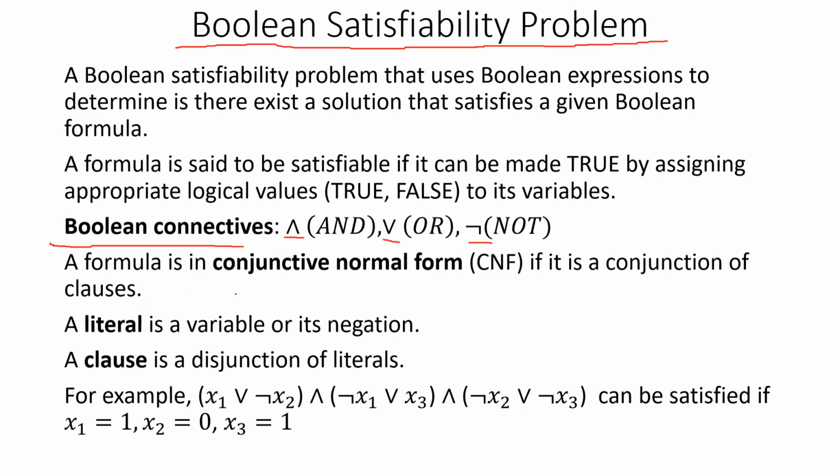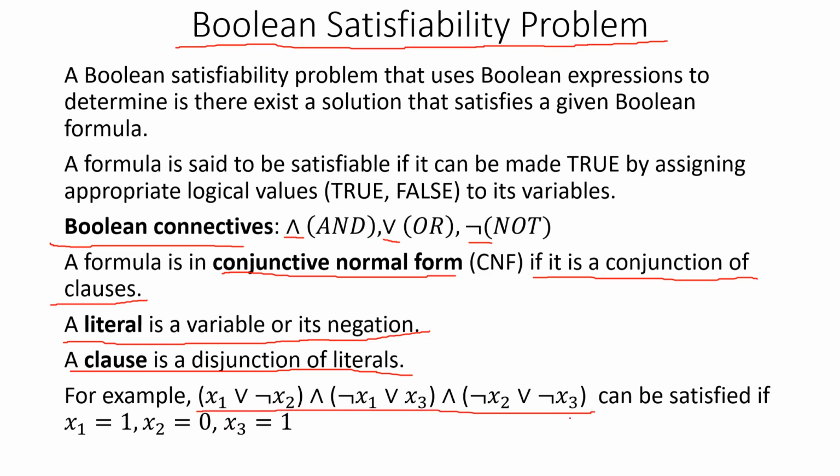So what is a formula? A formula is in conjunctive normal form if it is a conjunction of clauses. What is a clause? A clause is a disjunction of literals. What is a literal? A literal is a variable or its negation. So here is the example. We have literals like x1, negation of x2, negation of x1, x3, negation of x2, and x3.